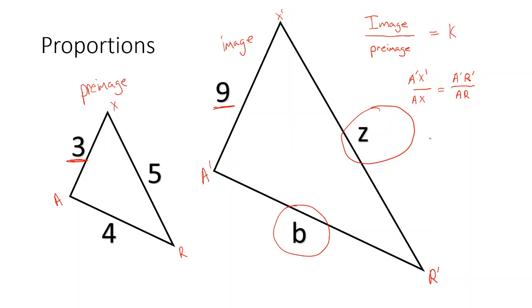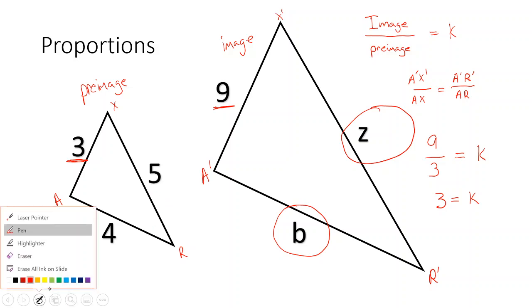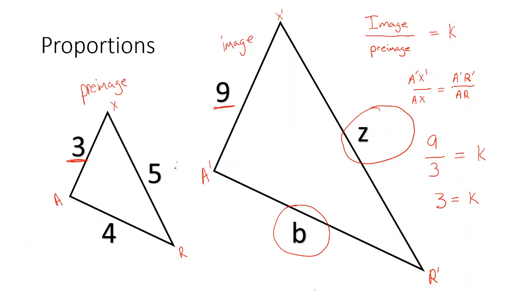So if we were to say that the image has a value of 9 and the pre-image has a value of 3, we would say that k is equal to 3. So if k is equal to 3, and we multiply 5 times the k of 3, z would be 15. And b, if we took 4 and multiplied by the k factor of 3, b would be equal to 12.